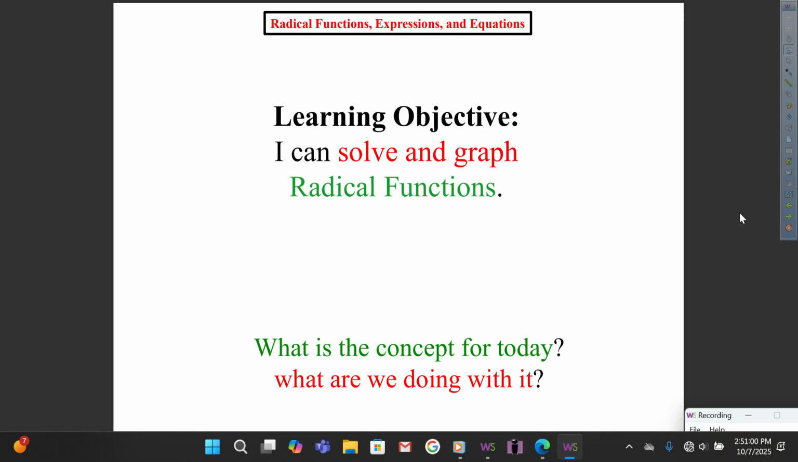I can solve and graph radical functions.